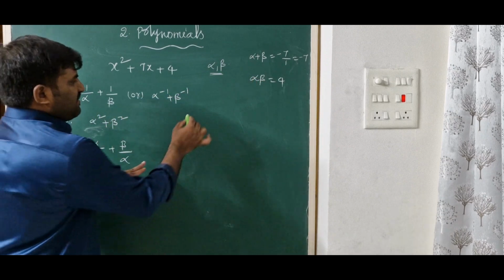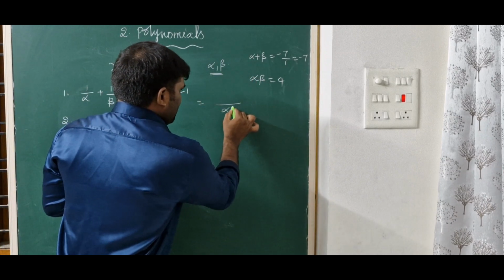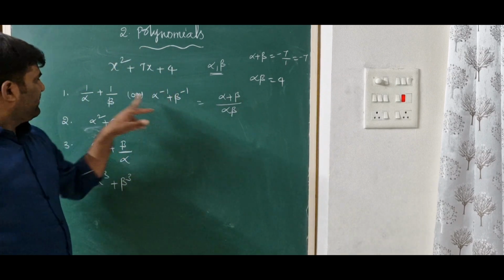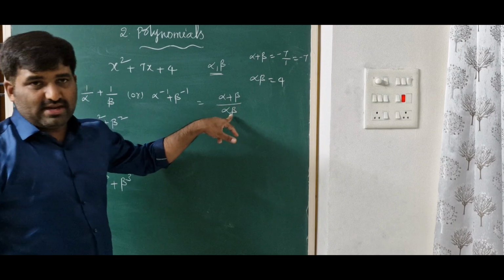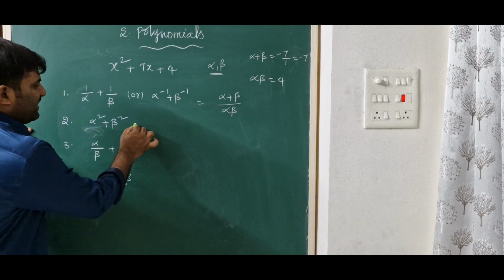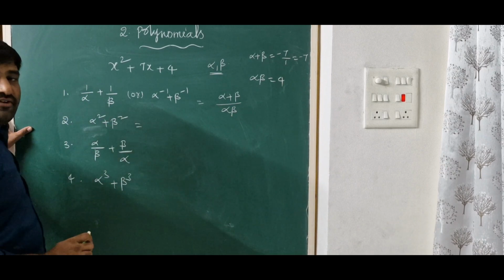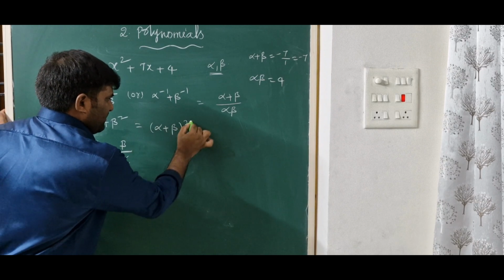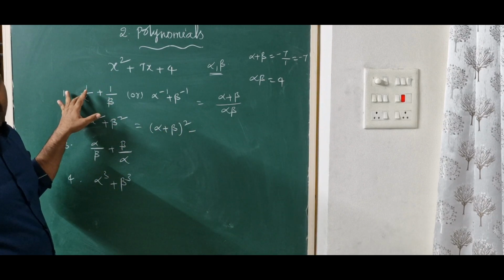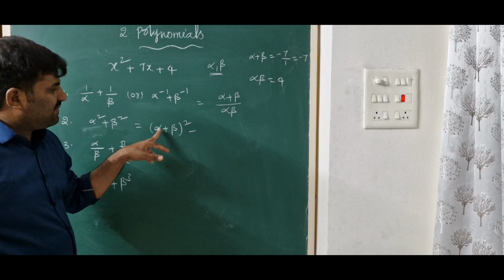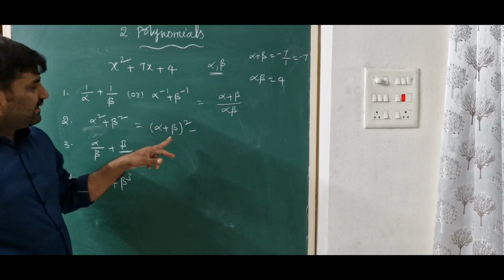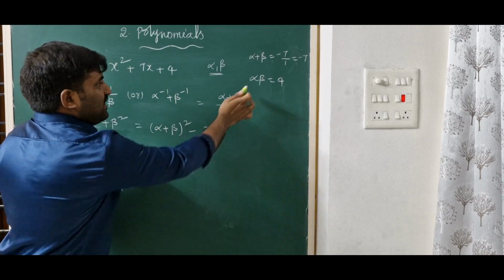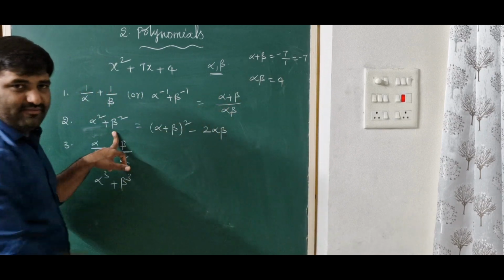This 1 by alpha plus 1 by beta, we can write it as, take alpha beta common, so alpha plus beta by alpha beta, and substitute the values here. Next, even this one I am writing in terms of alpha plus beta and alpha beta. For that I am taking alpha plus beta whole square. We know the formula for a plus b whole square: alpha square plus beta square plus 2 alpha beta. That you don't have here, that's why I am subtracting that. This is the formula. Now substitute the values of alpha plus beta and alpha beta and simplify it.